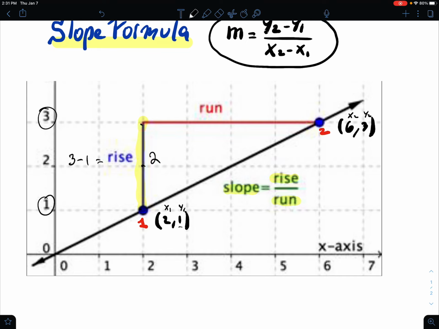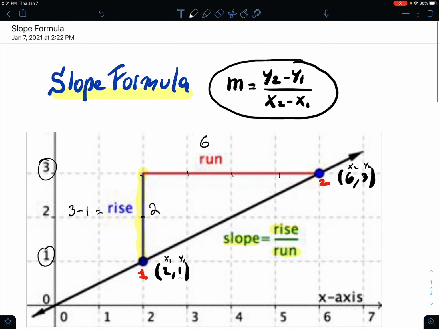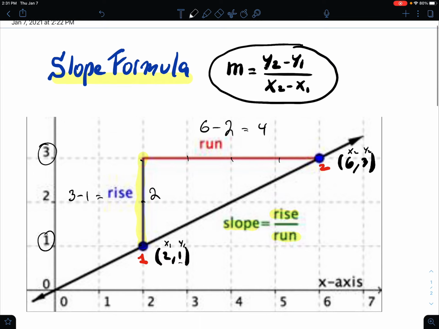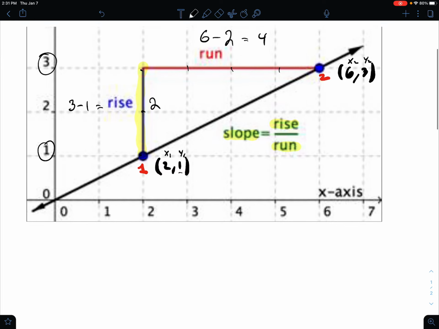Same thing for the run. If I count, it's going to be 1, 2, 3, 4. But if I don't have the graph, I'm going to say, okay, all I have is the fact that I started at 2, that was my x1, and I ended up at 6. So if I ended up at 6 and I started at 2, 6 minus 2 gives me the 4. So my run would be 6 minus 2. So it's exactly like doing the math.